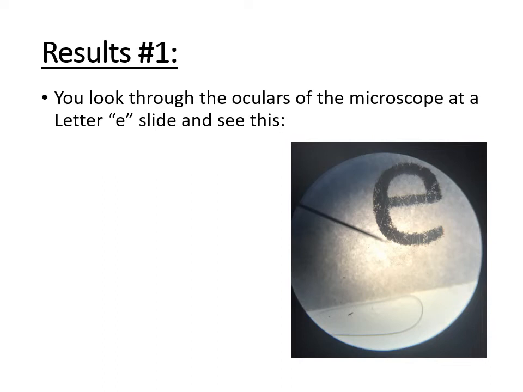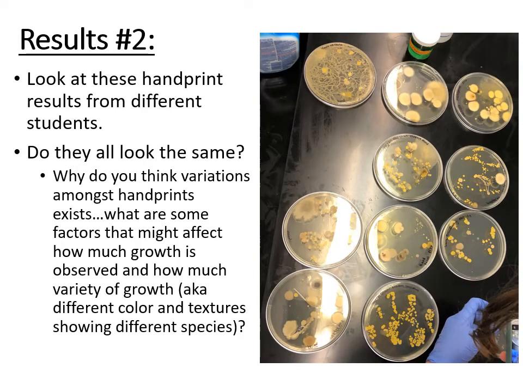The first one is showing you a result in which you're looking through your microscope and you see this image. And in your post-lab, you'll be asked about what that result tells you. The second result is focusing on a variety of different handprint results from one of the semesters. Okay, so these are actual handprint results, and you'll notice that not all of them look the same. There are various different types of growth.